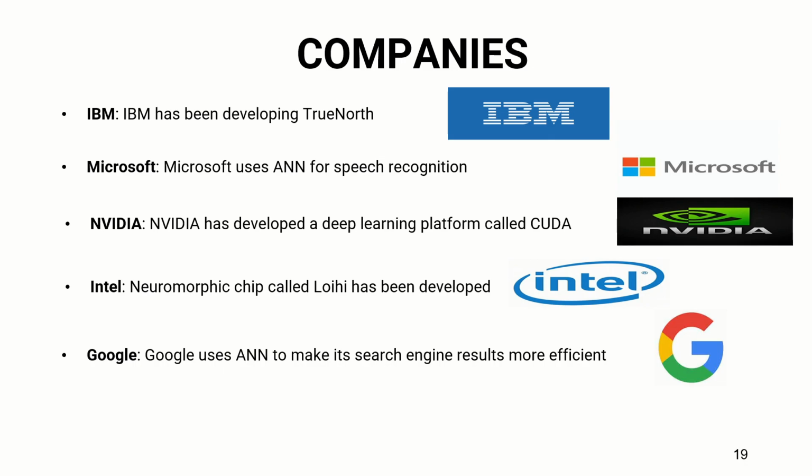These are some of the companies that are currently using bio-inspired communication or ANN. IBM has been developing TrueNorth. Microsoft uses ANN for speech recognition. NVIDIA has developed a deep learning platform called CUDA. Intel's neuromorphic chip called Loihi has been developed. Google uses ANN to make its search engine results more efficient.